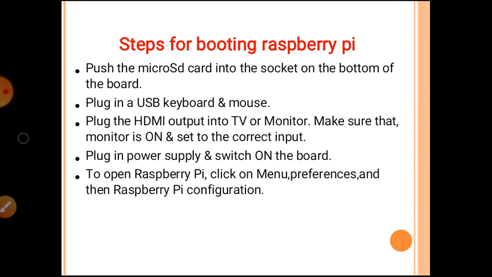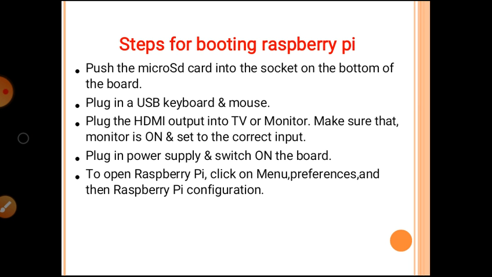Next, steps for booting Raspberry Pi. Push the micro SD card into the socket on the bottom of the board. We already discussed the construction diagram of the Raspberry Pi board. So there is an SD card slot which is at the back side of our board. Then the first step for booting the Raspberry Pi is to push the micro SD card into the socket on the bottom of the board. Plug in a USB keyboard and mouse. Connect our keyboard as well as mouse with the USB wire.